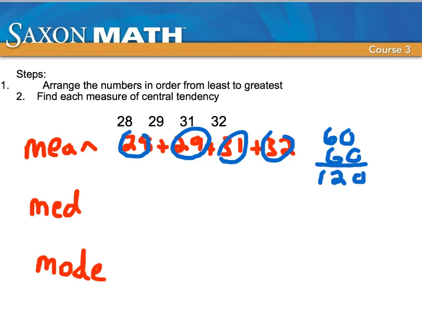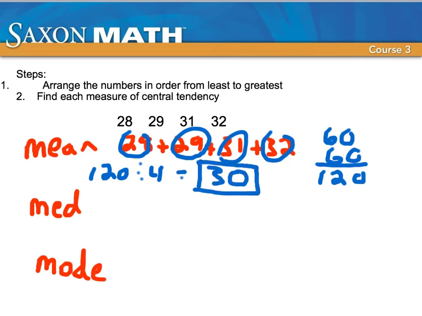So after I've added them all up, I have to divide by how many numbers there are. Well, there were 1, 2, 3, 4 numbers. So I'm going to take 120 and divide it by 4. And that gives me 30. So my mean, my average for the set of numbers, is 30.